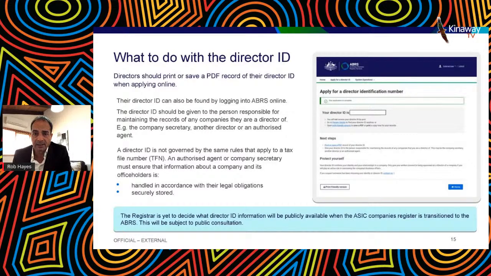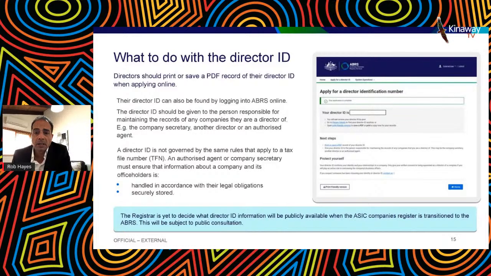But it is still something that needs to be treated safely and securely. The director identification number in future will be used to link individuals to the companies of which they are a director, when the ASIC companies register moves across to the ABRS sometime in the future.